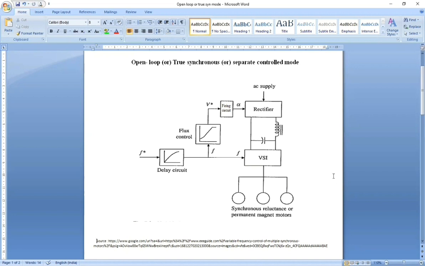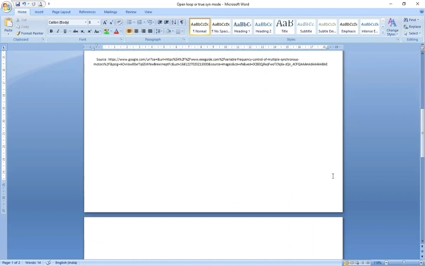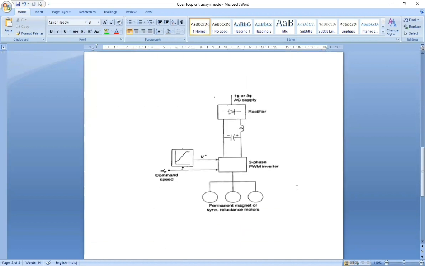The same method can also be implemented with the help of the three-phase PWM inverter. If we use three-phase PWM inverter, then in that case, the rectifier can be a diode bridge rectifier. The required voltage and the frequency command can be given directly to the three-phase PWM inverter, which will produce the required voltage and frequency for obtaining the V by f control of the synchronous machine.